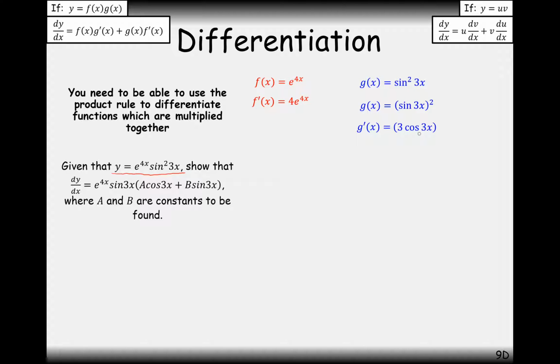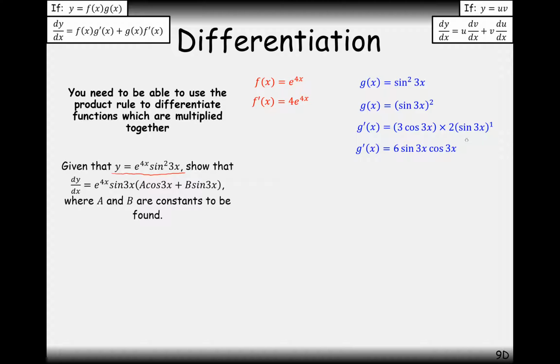So inside function first, 3 cos 3x, and then differentiating the outside function second. The outside function is the square, so that's just going to be 2x, or in other words, 2 times sine 3x to the power of 1. Bring this back together and you're going to get 6 sine 3x cos 3x.